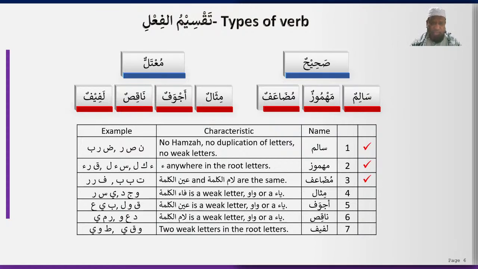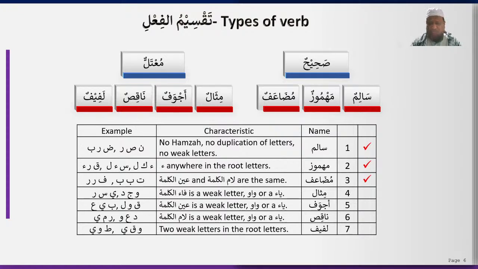Number two, Mahmuz, anywhere Hamza in the root letters. If the Fa kalima is Hamza, it's called Mahmuzul Fa. If the Ainul kalima is Hamza, it's called Mahmuzul Ain. And if Lam kalima is Hamza, Mahmuzul Lam. And this Mahmuz has only one rule we've learned, that is, there's only one sigha where two Hamzas come together. The first Hamza is Mutaharrik, second Hamza is Sakin. So the Sakin Hamza will change to Alif or Ya or Waw according to the Haraka on the first Hamza.